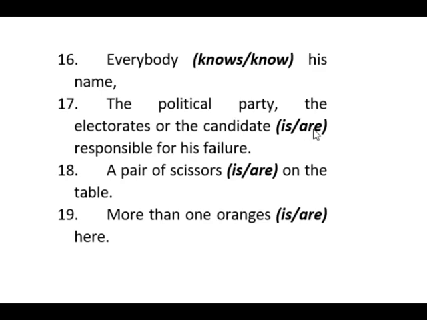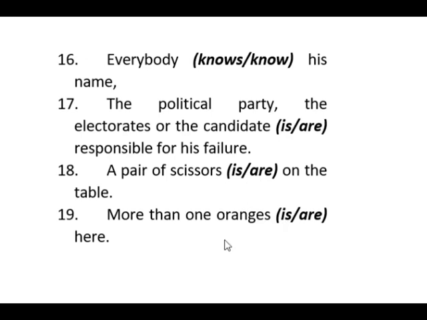Number 18, a pair of scissors is or are on the table. When we consider a pair, the word a and pair, we may be tempted to use is. But when we consider the word scissors, that is spelled as if it's a plural, we might be tempted to use are. Which one is correct? Definitely we'll find out later.